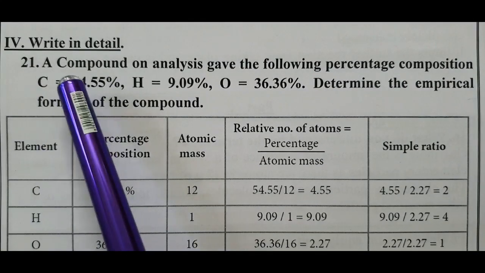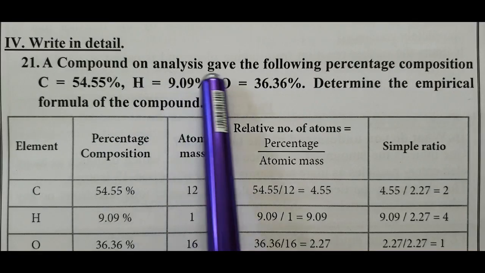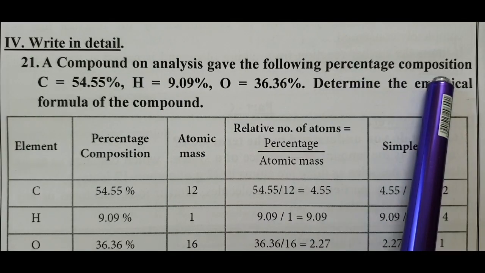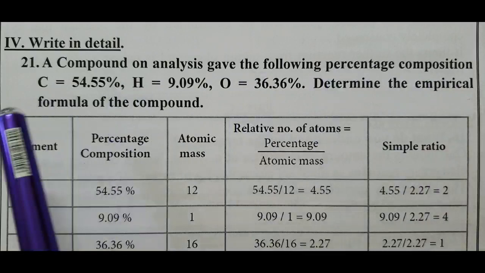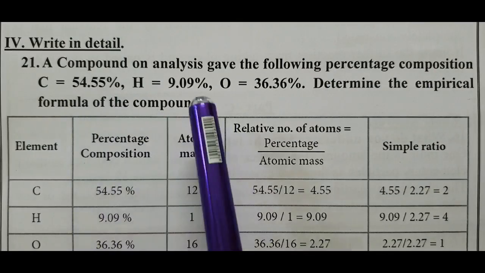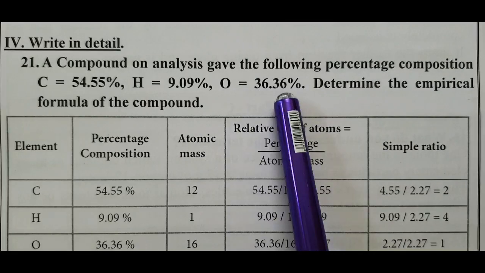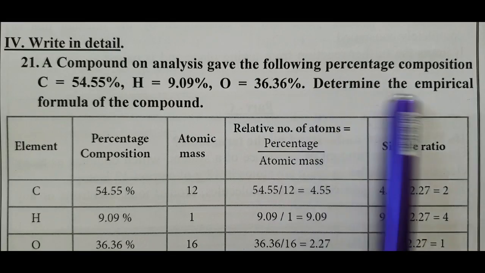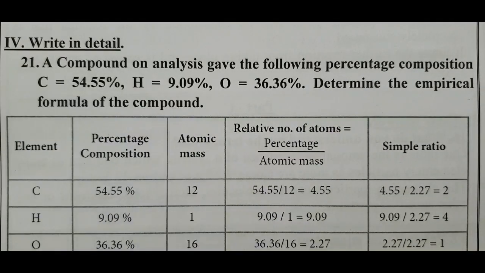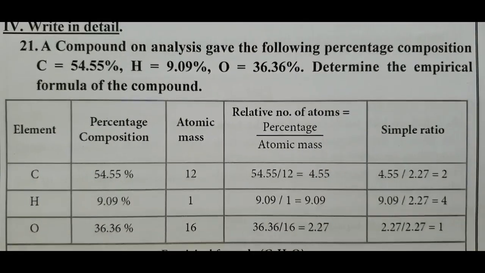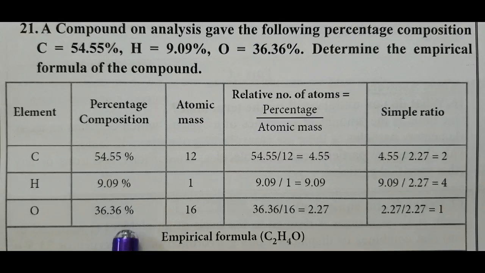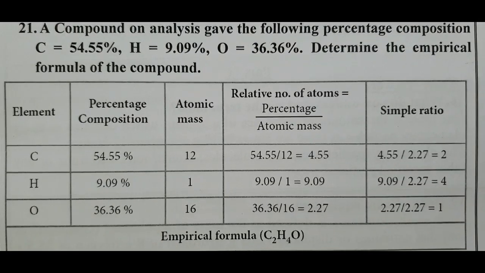One is, a compound on analysis gave the following percentage composition: carbon equal to 54.55%, hydrogen 9.09%, oxygen 36.36%. Determine the empirical formula of the compound. Three elements are given: carbon, hydrogen and oxygen. Their percentages are written here. Carbon atomic mass 12, hydrogen atomic mass 1, oxygen atomic mass 16.